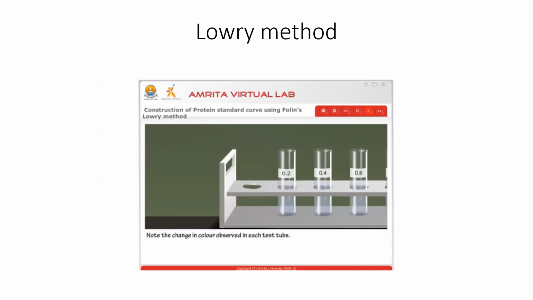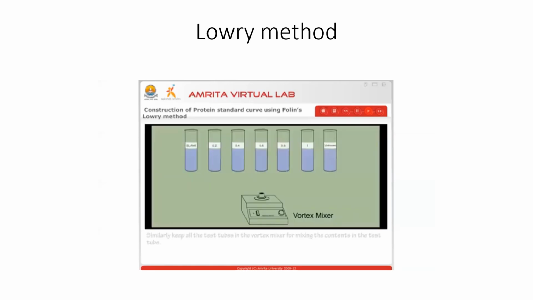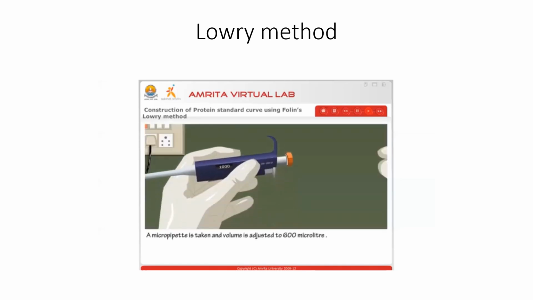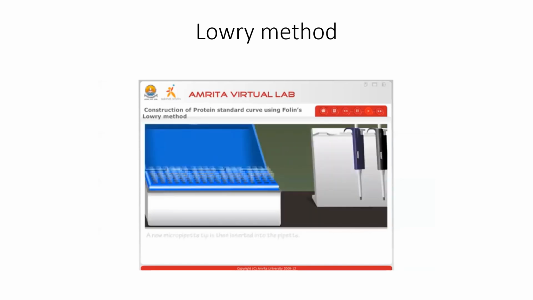Each tube will be vortexed gently and then returned to the rack. They will rest at room temperature for 10 minutes. So that's that step. Next, we will add 600 microliters of the Folin reagent to each tube.